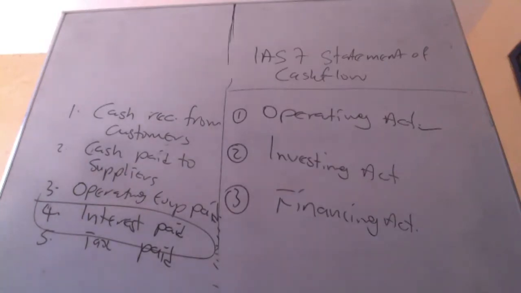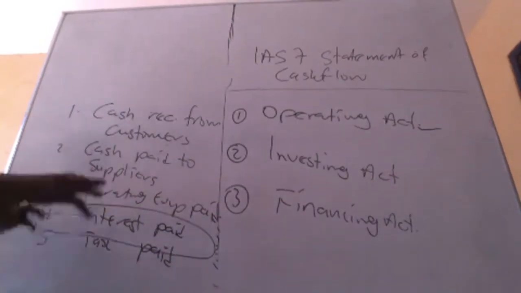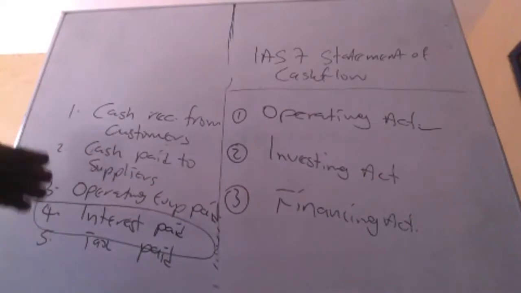Everybody, every company pays tax. So it becomes operating automatically. So for tax paid, it's an operating activity. Good. So that is it. Now these are the cash flow from where? Operating activities. Your operating activities. Your core purpose, your mandate.